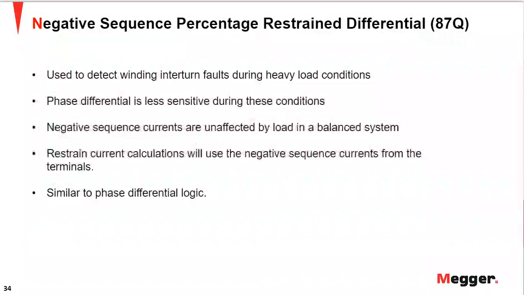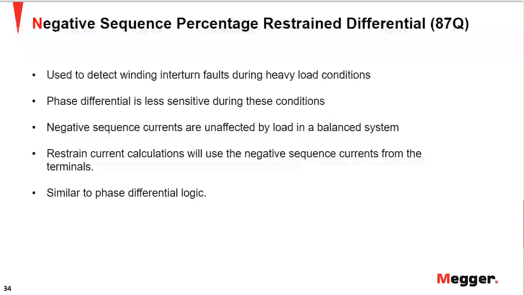So next we'll look into the negative sequence percentage restraint differential, the 87Q nomenclature. During heavy load conditions, the restraint currents that we get from the windings make the phase differential element a bit less sensitive. And studies have shown that to detect winding interturn faults, negative sequence components are very helpful, very sensitive as well. So the negative sequence 87Q is used to detect winding interturn faults during heavy load conditions.